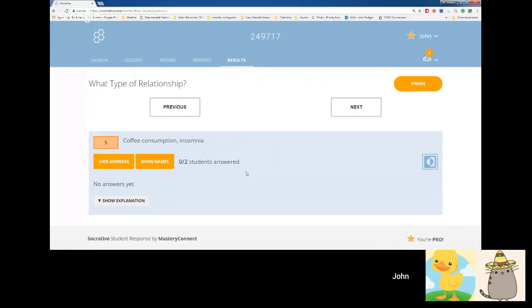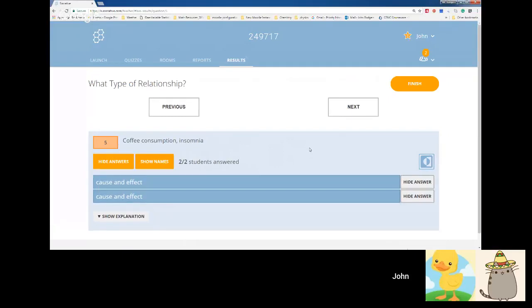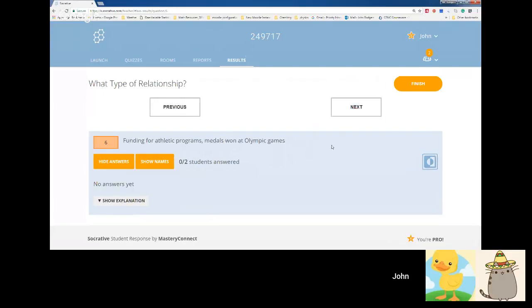Coffee consumption and insomnia. What kind of a relationship could this possibly be? Coffee consumption and insomnia. As coffee consumption goes up, insomnia goes up, and it's cause and effect. Yep, coffee could be related to insomnia. And I should know. I drank coffee at 7 last night, and I laid awake for a long time.